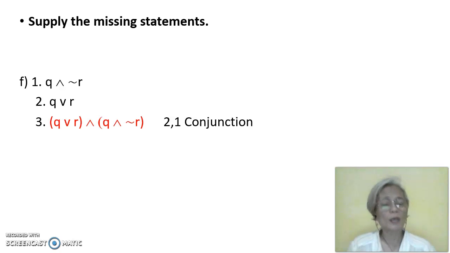Kung ano, bali, hahanapin mo kung ano yung values ng P, Q, R, S doon sa given argument. At yun ang isa-substitute mo. Yung mga values na yun, isa-substitute mo sa variables P, Q, R, S. In our particular example, we need the variables P and Q. And in this number, P is Q or R, and Q is Q and not R.